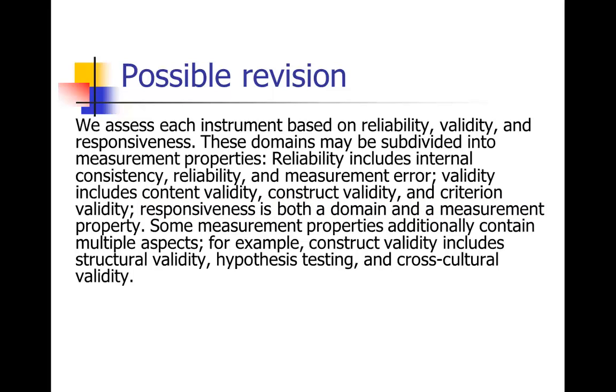Then we go to the next level. Some measurement properties additionally contain multiple aspects. For example, construct validity includes structural validity, hypothesis testing, and cross-cultural validity.